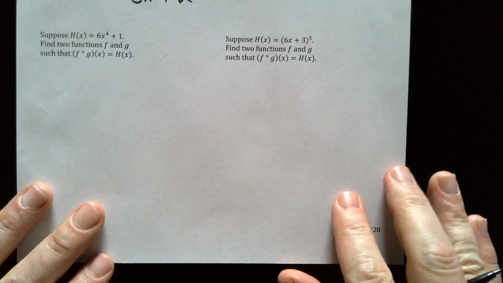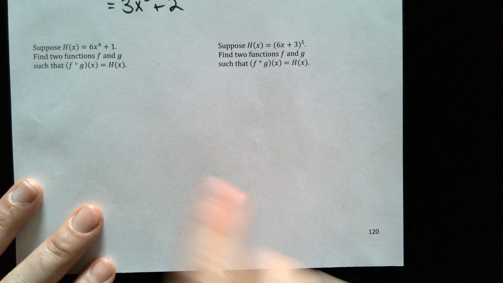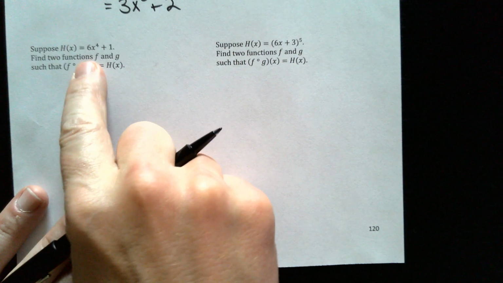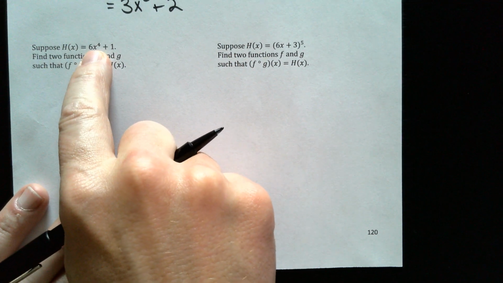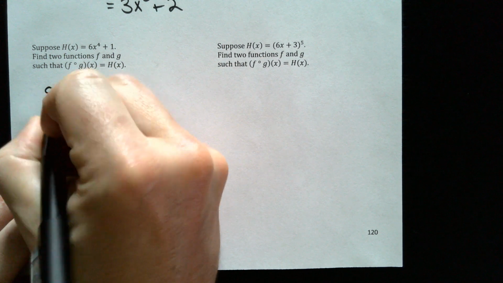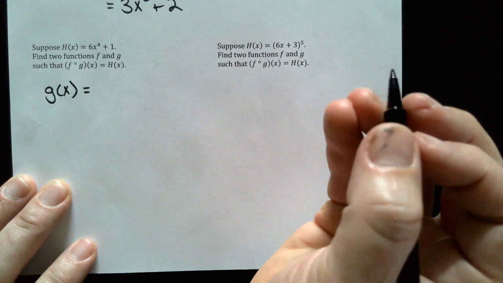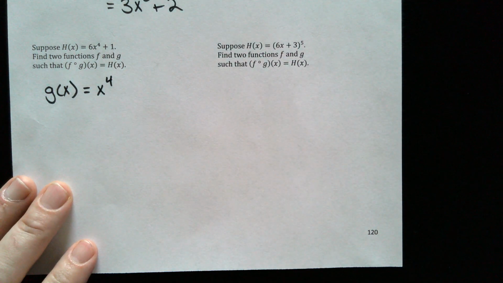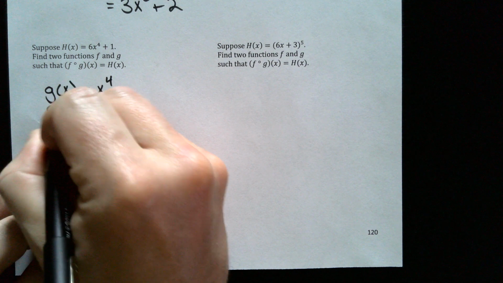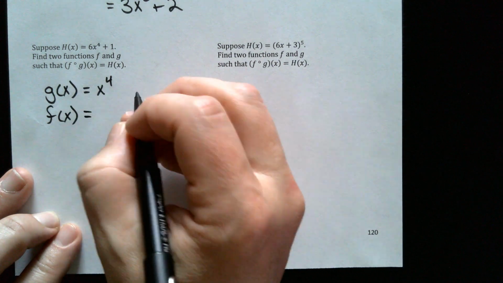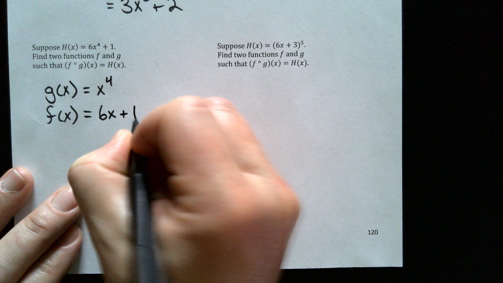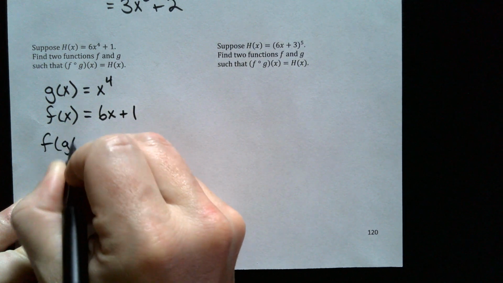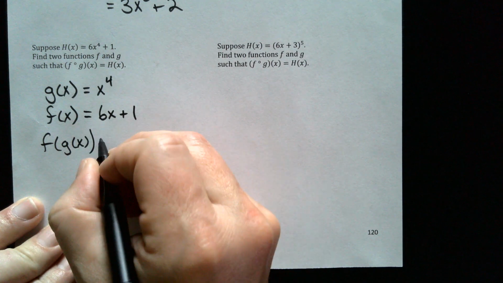Here are two new problems. In this problem, we have h of x equal to 6x to the fourth plus 1. Only the x is getting raised to the fourth, right? So that means that g of x is going to be equal to the thing that's getting raised to the fourth, so x to the fourth is g of x. f of x will be everything else, but don't use the power, so 6x plus 1. Now, if this works, then we should be able to do f of g of x and get the original function.